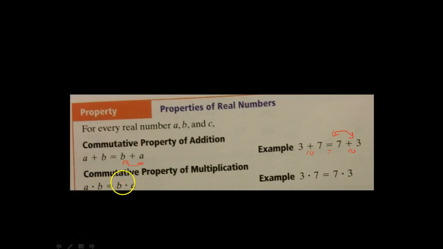Multiplication, a times b equals b times a. Once again, these two are flipped around. So you can intertwine the order, and it does not affect addition and multiplication. Your other operations it would, but addition and multiplication it does not.